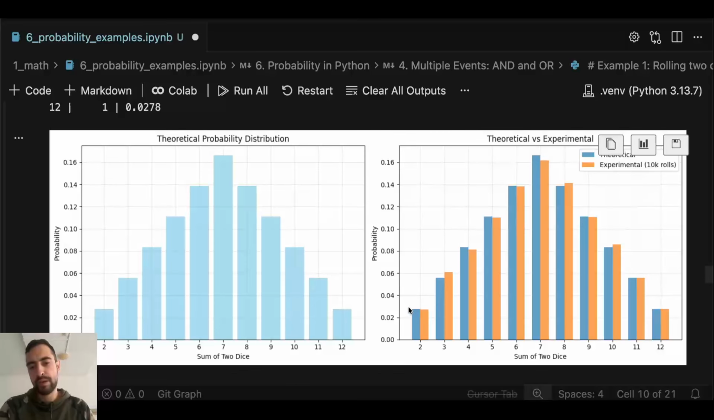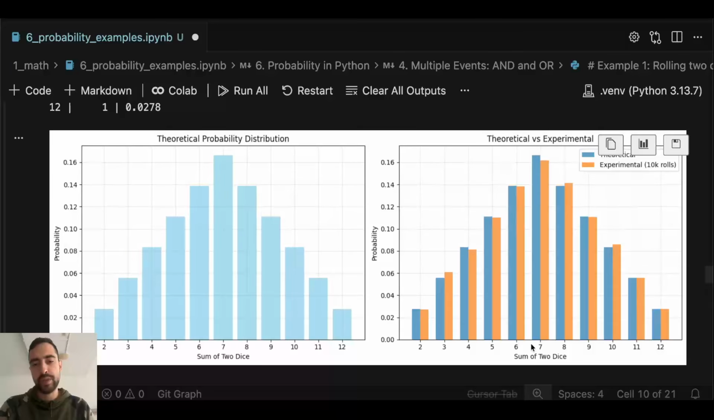Here we have probability distribution. So this is the task. If we roll 2 dices, what is the probability that the sum of the numbers of each dice, like we get 1 and 6, so the sum is 7.